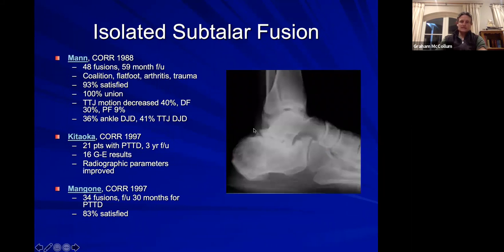What about isolated subtalar fusions? Well, it's quite a tricky joint. This is just a patient with, I think, a post-traumatic arthritis of the subtalar joint. Probably the most common indication for an isolated subtalar fusion is a previous calcaneus fracture.